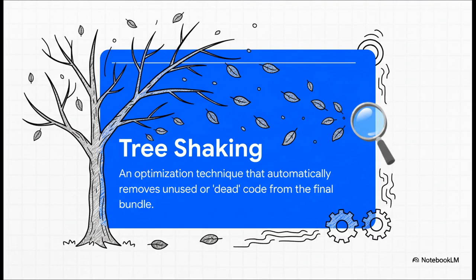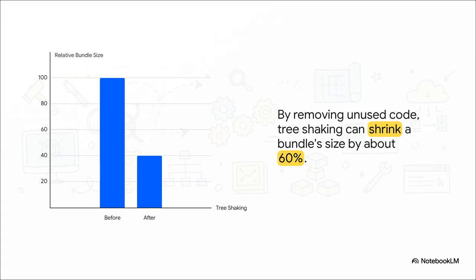One of the most brilliant ideas to come out of this is something called tree shaking. It's a fantastic name, right? The bundler is smart enough to look through all your code and any function or library you've imported but never actually used. It just shakes it out of the final product like dead leaves falling from a tree. And the results are, well, they're pretty incredible. Just look at this. By simply getting rid of that unused dead code, you can slash your final bundle size by up to 60%. For your users, that's a much faster download and a website that feels way snappier.